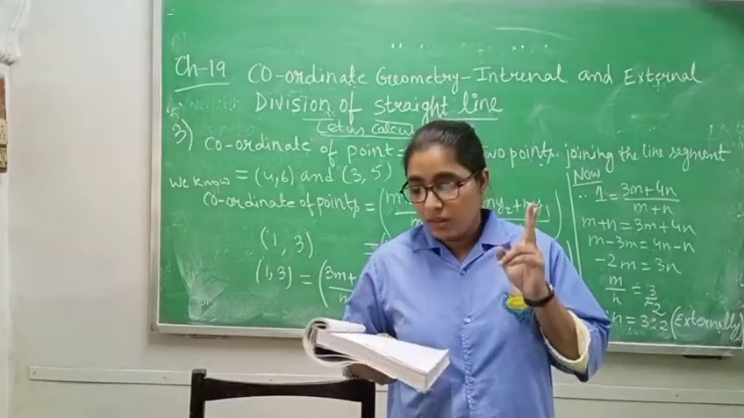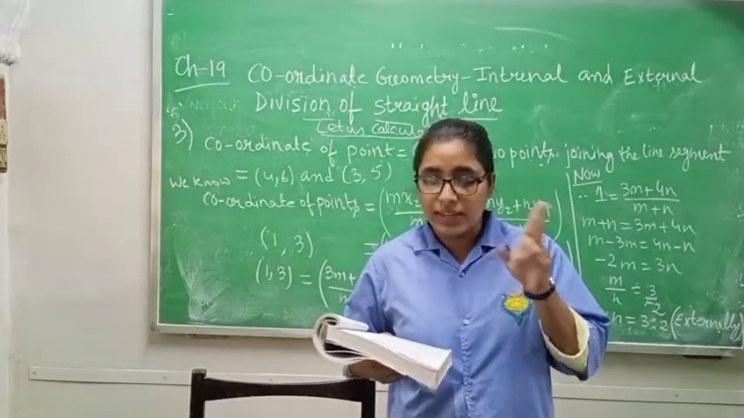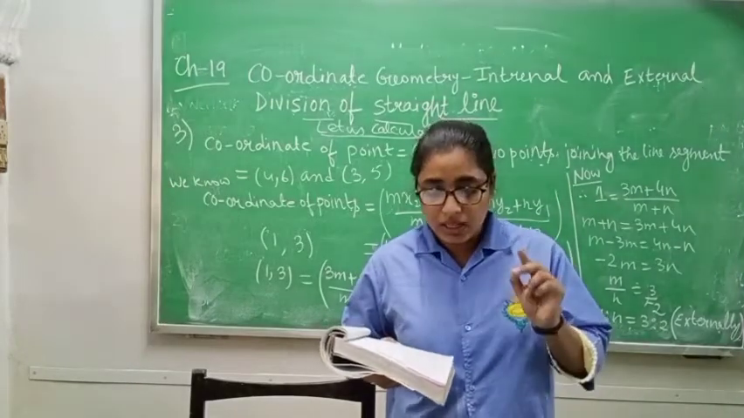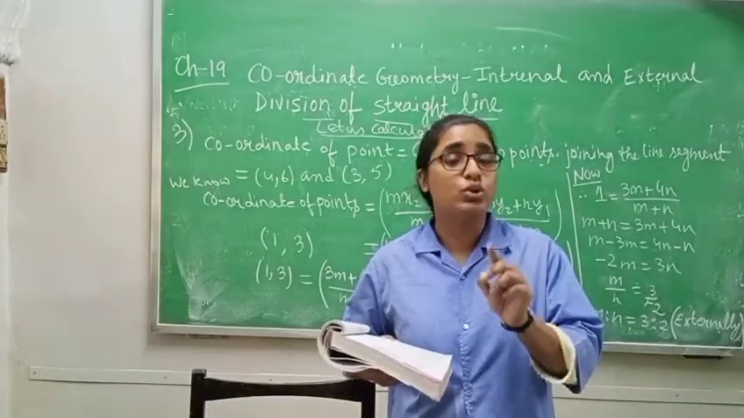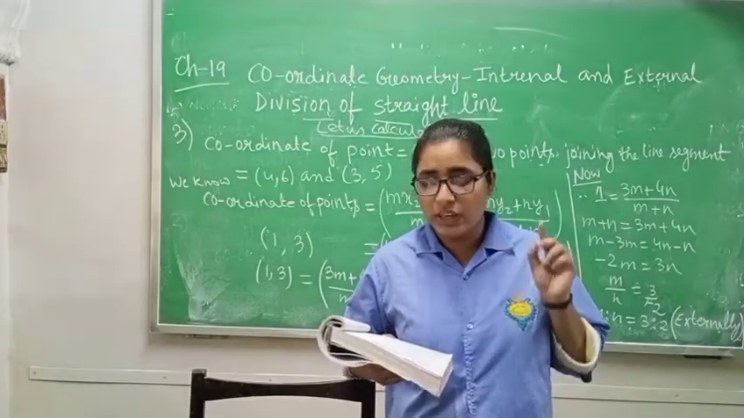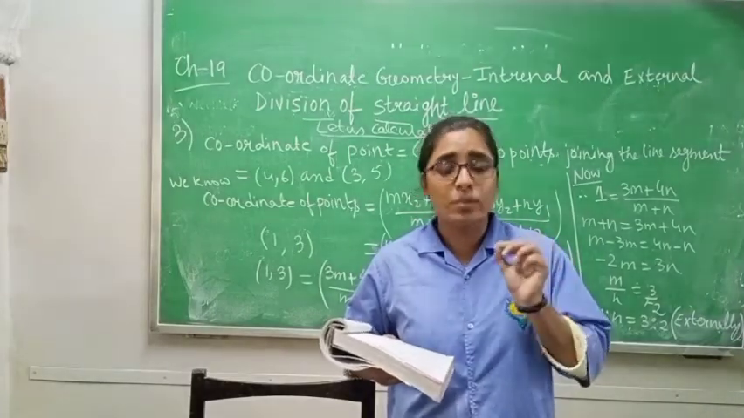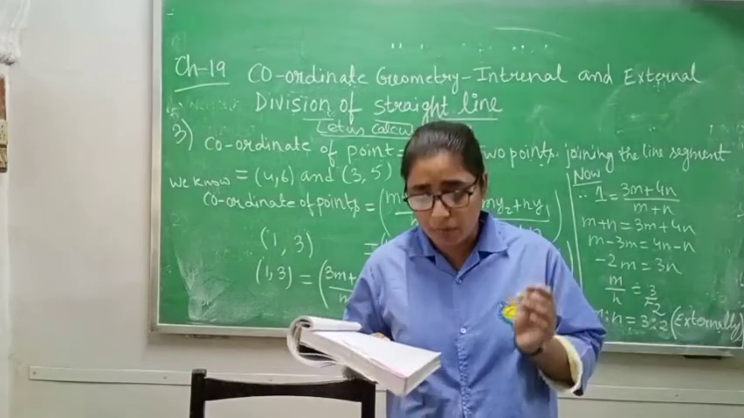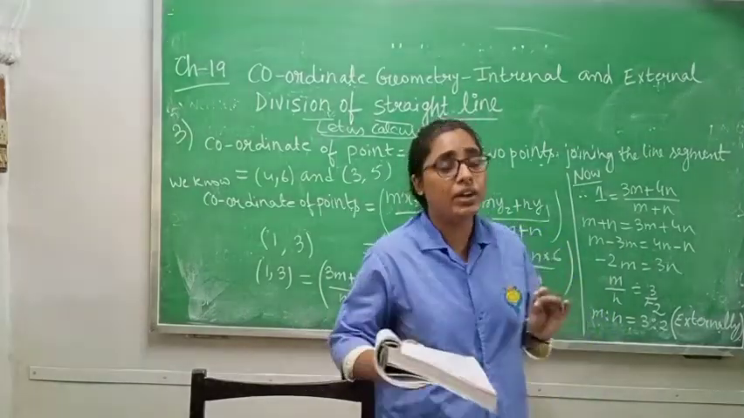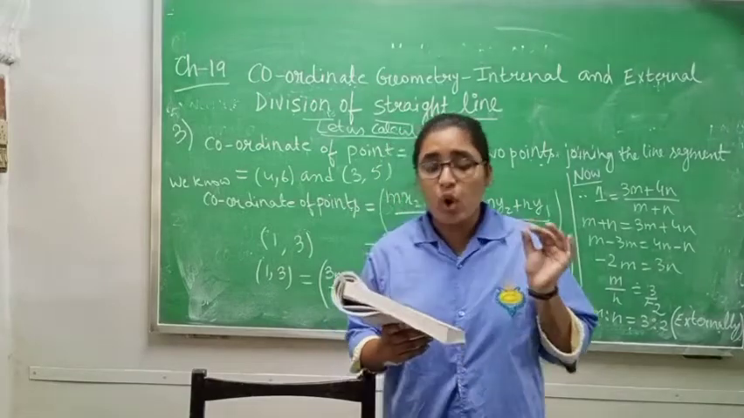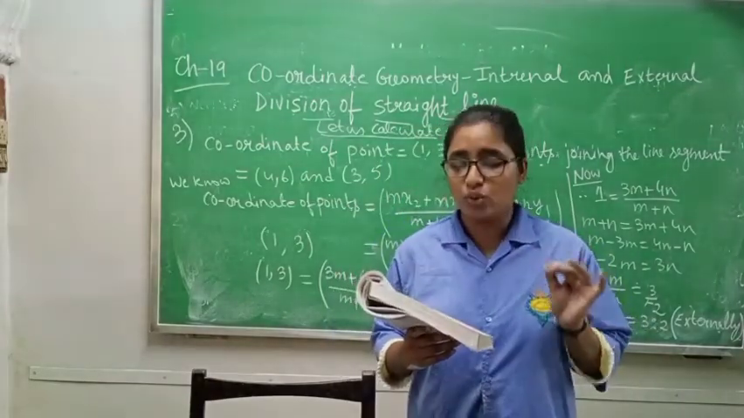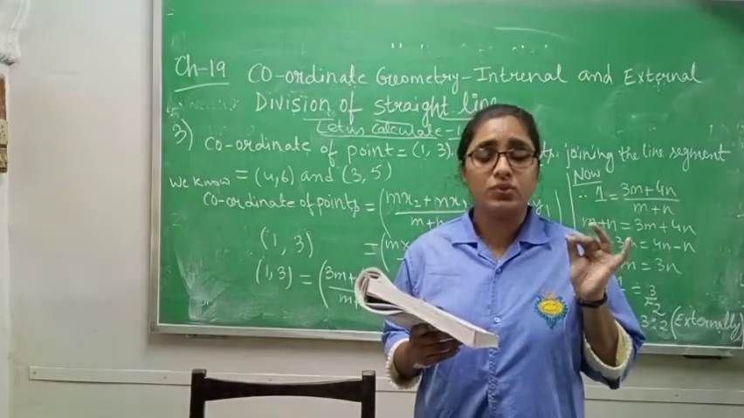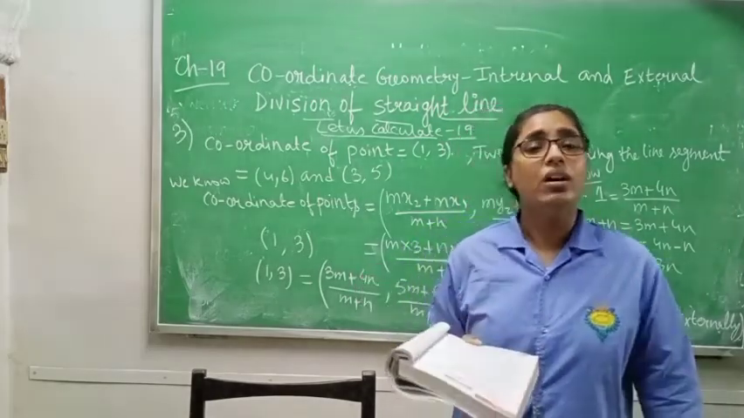In that one, what have we done? We were finding the coordinates of the points. But in question number 3, let us calculate the ratio. They are telling you to find the ratio in which the point (1, 3) divides the line segment joining the points (4, 6) and (3, 5). Means the coordinate of the point is given to you, which is (1, 3), and the line segment joins the points (4, 6) and (3, 5).